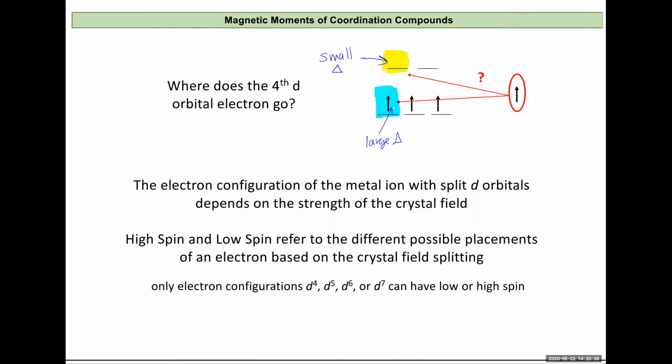We're going to use the terms high spin and low spin to refer to those two possible placements. If we place it here in the lower one, this would be a low spin complex, and here in the upper one, it would be a high spin. Again, this really only becomes an issue once we have more than three electrons and less than 8. So this is only going to affect our complexes that have 4 through 7 electrons in the d orbitals.